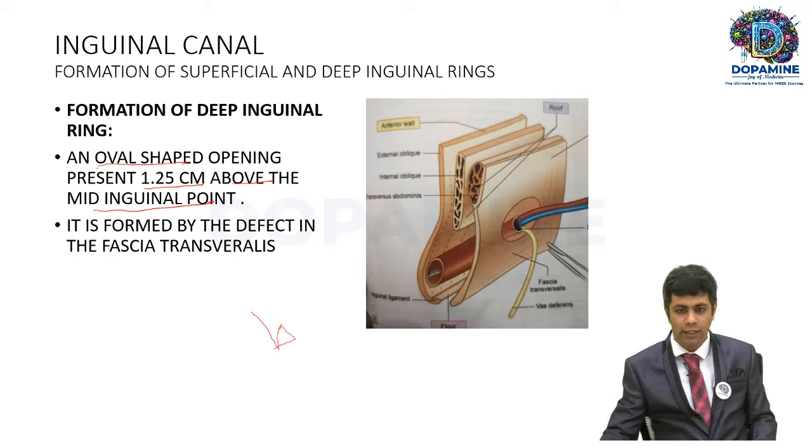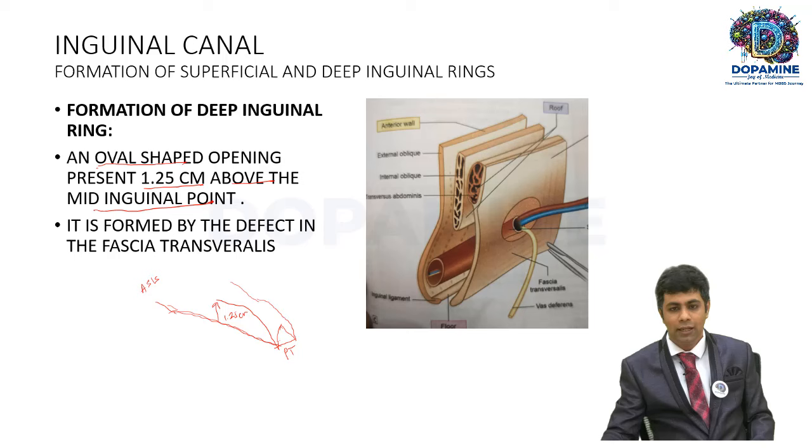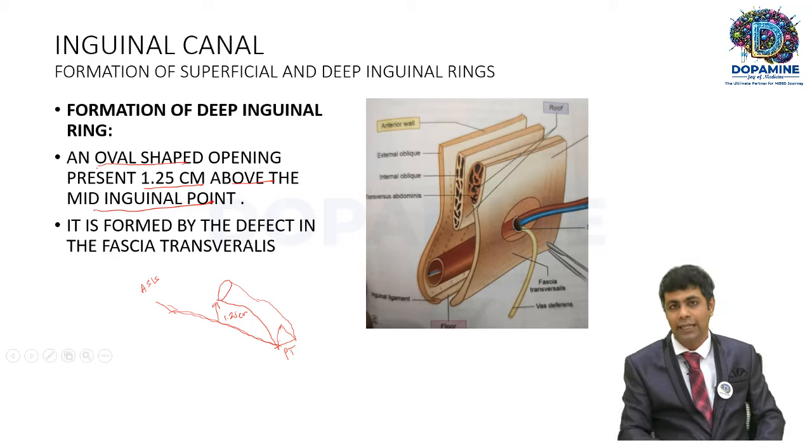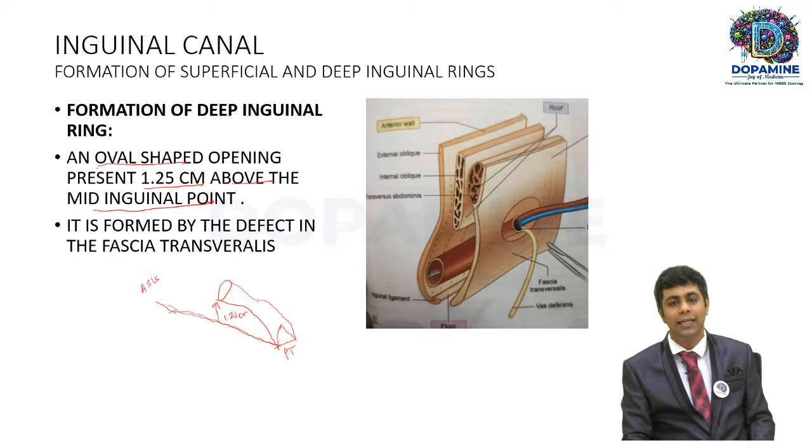Okay, so let me draw the canal. The canal, as you know, is directed downward, forwards and medially, and just above I will be drawing the inguinal ligament here. This is the inguinal ligament, coming from the anterior superior iliac spine to the pubic tubercle here. Okay, so just above, 1.25 centimeter above the mid inguinal point, we have a defect posteriorly in the fascia transversalis. So that defect is called the deep inguinal ring.